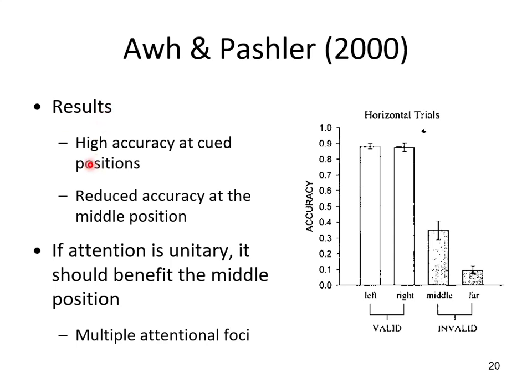So results: high accuracy at Q location, left and right, reduced accuracy at the middle position. If attention is one, then it should benefit the middle position. However, the middle position does not get a lot of benefit. That means multiple attentional foci. Okay?